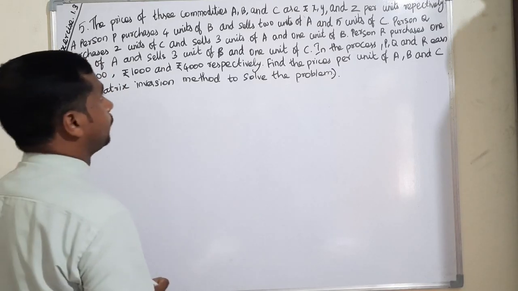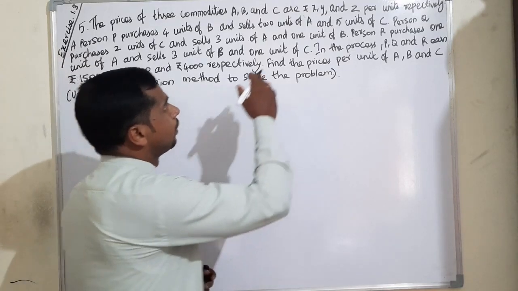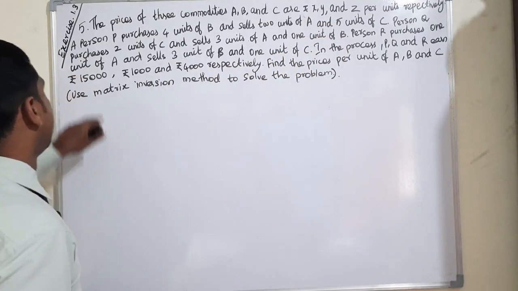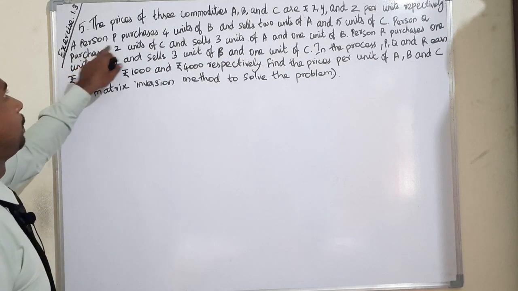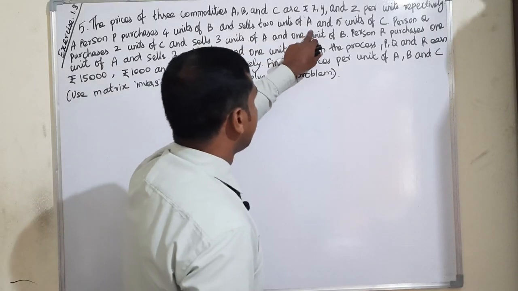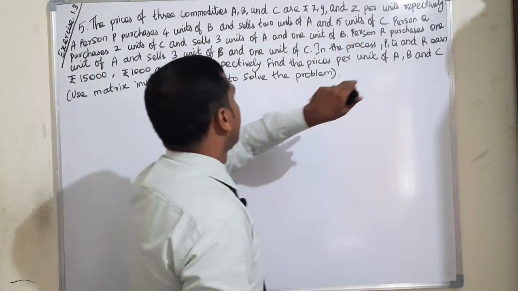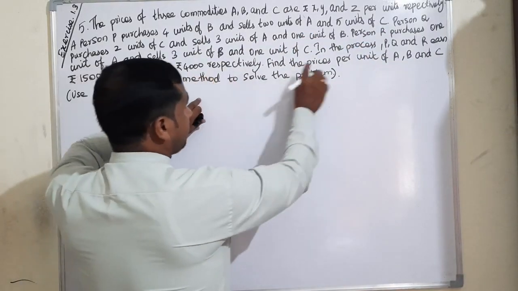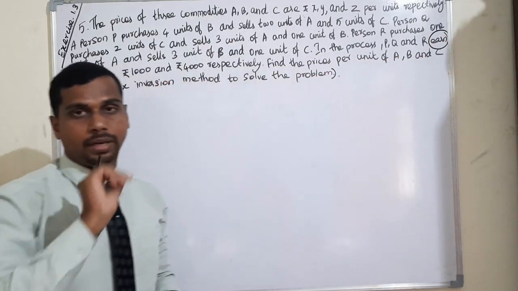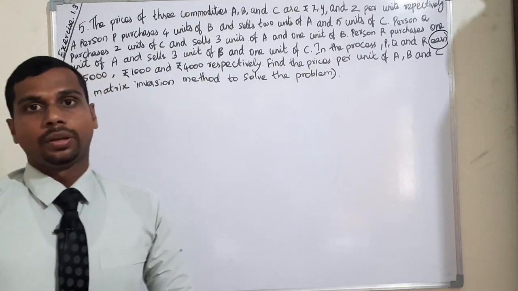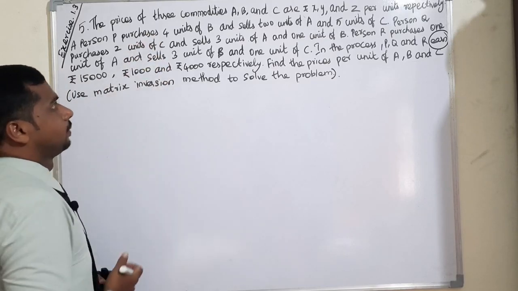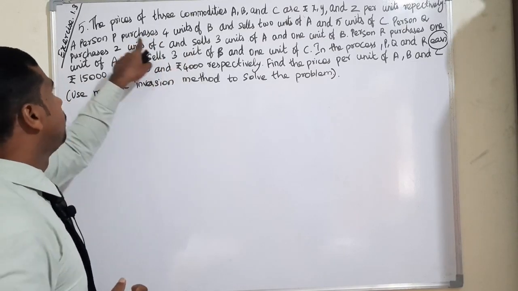The prices of 3 commodities A, B and C are rupees X, Y and Z per unit respectively. One person, the person P, purchases 4 units of B and sells 2 units of A and 5 units of C. Look at the last point, what is the main point? Earning, that is the important point. How do we earn? Without selling, definitely we can't earn, isn't it? So we will sell some product, then only we can earn. So one by one we will discuss.